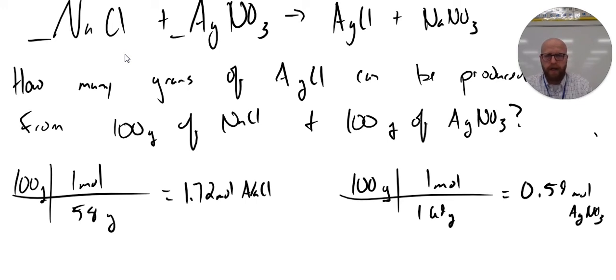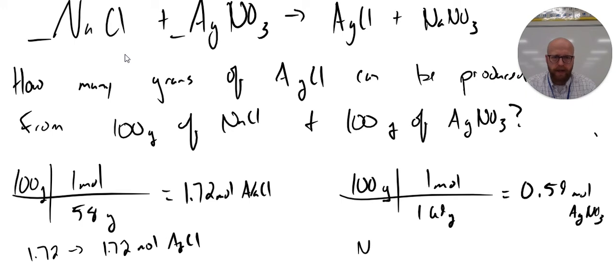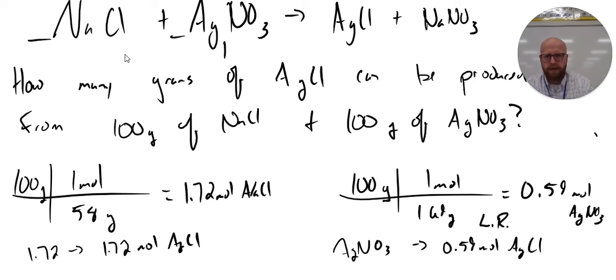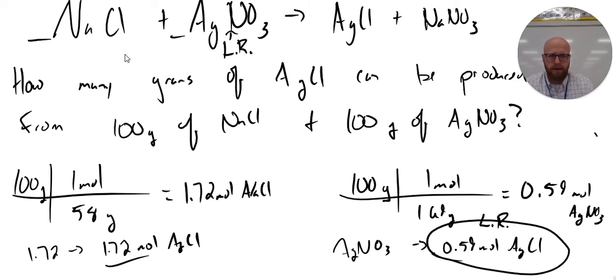So from sodium chloride, I could produce 1.72 moles of AgCl, and from silver nitrate, I can only produce 0.59 moles of AgCl. Well, what produces the least moles? This does. So my silver nitrate is my limiting reactant, and it determines how much product I can make. So let's finish this off. This is the value I'm going to use now. I can't actually make this because the silver nitrate will run out first.